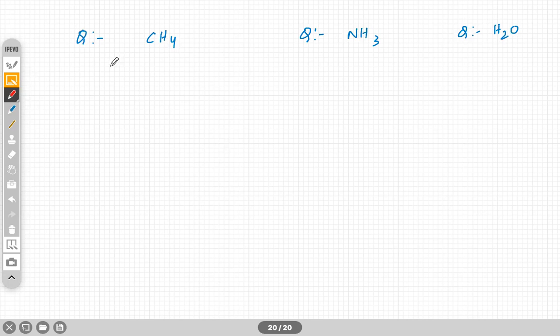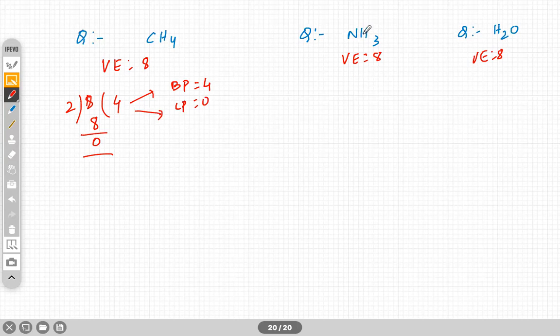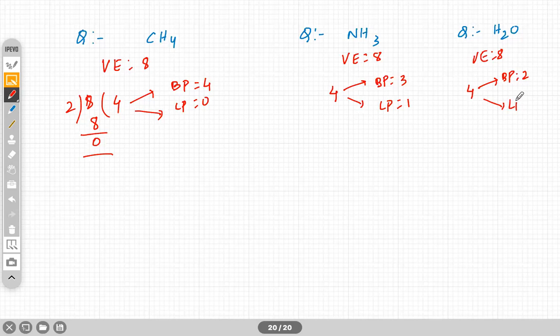So for all the molecules you see, the valence electron is 8. So we divide it by 2. This 8 divided by 2, we are getting 4 here and no remainder. So in this we have 4 outer atoms, so number of bond pair 4, lone pair 0. Here we have only 3 outer atoms, so out of 4, the number of bond pair is 3 and lone pair is 1. Here the outer atoms are only 2, so number of bond pair is 2 and lone pair is 2.